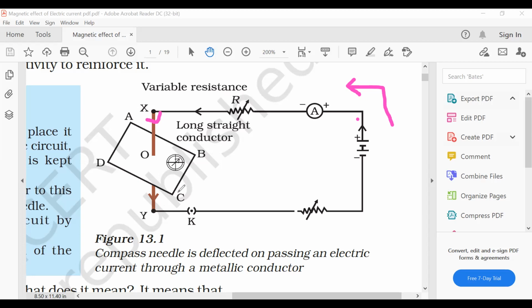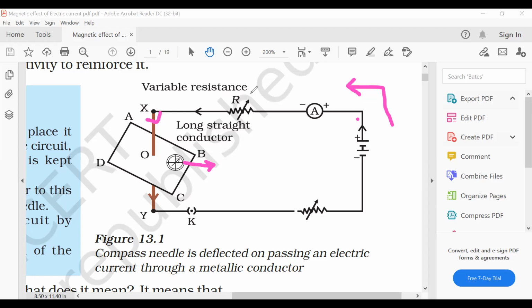Then A, B, C, D, whatever we can see here, is a plain paper. I have just placed the paper. Why? Because here I am placing the compass needle. So here I have placed the compass needle. What do you mean by a compass needle generally? The compass needle is a device which tells in which direction we are right now heading, right? It shows what direction is being indicated, right?